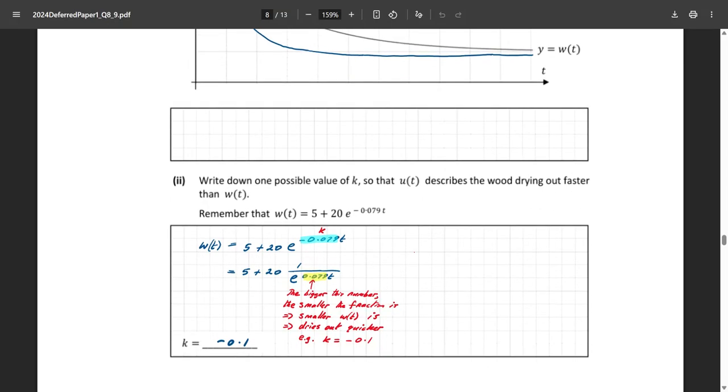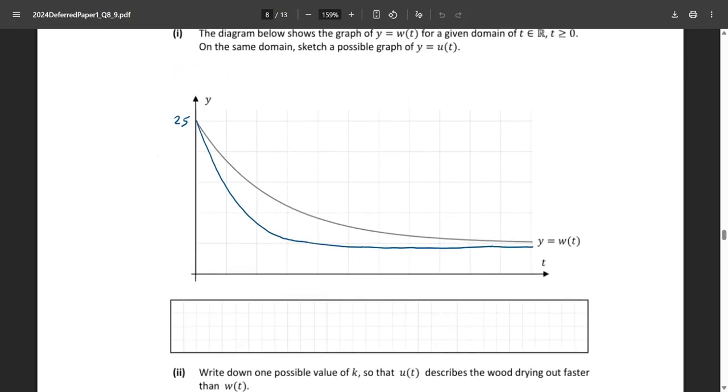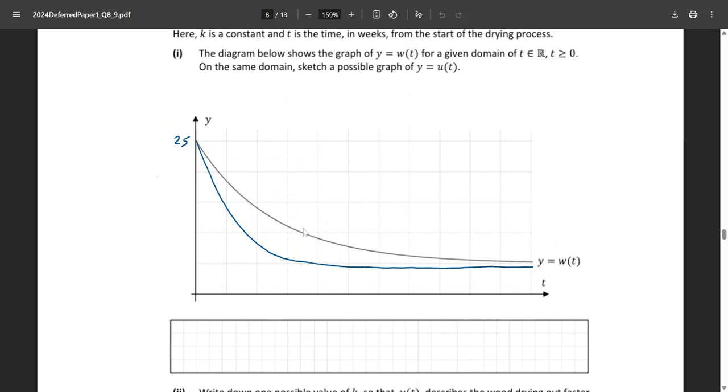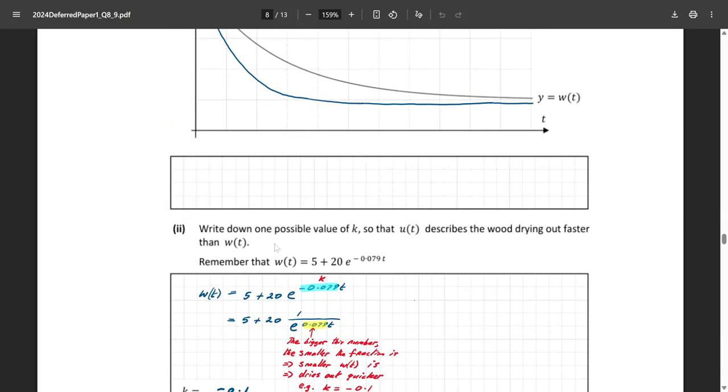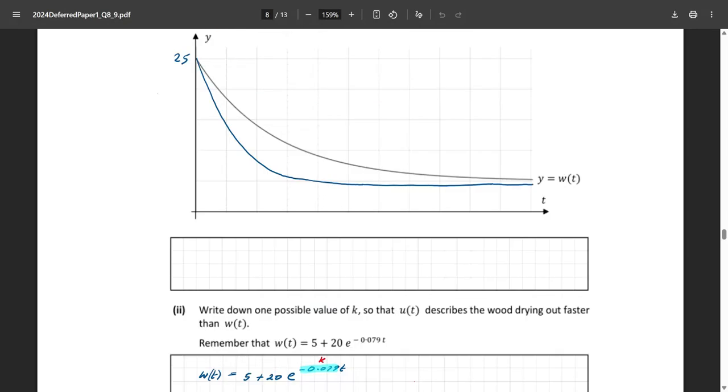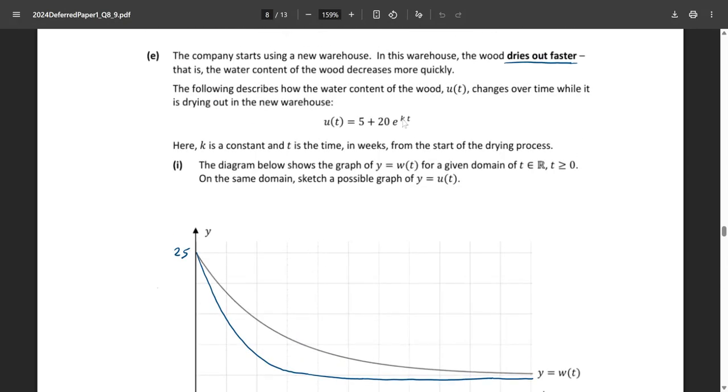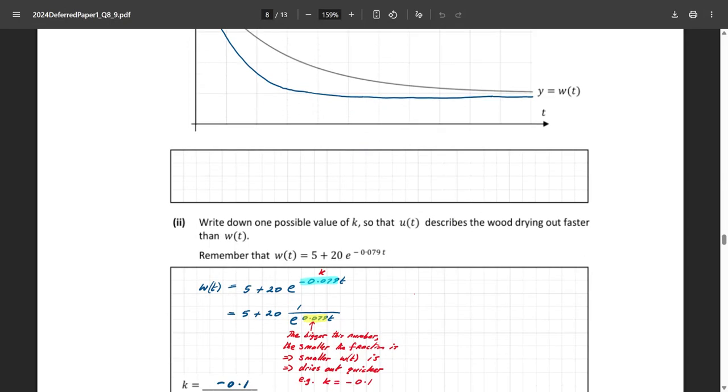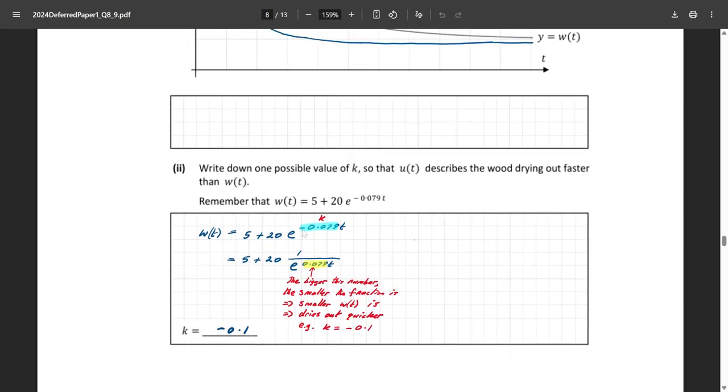Now the next part, write down one possible value of K. So we want to get more specific now. If this graph is definitely less than the other graph, we're going to recall for a second that the first graph was 5 plus 20 times e to the power of minus 0.079t. So we want to replace that with K in the second graph. That's where K is in the second graph. So the number is not known this time. If we can replace that with some number K, from WT, which is definitely going to show that it's losing water at a faster rate.